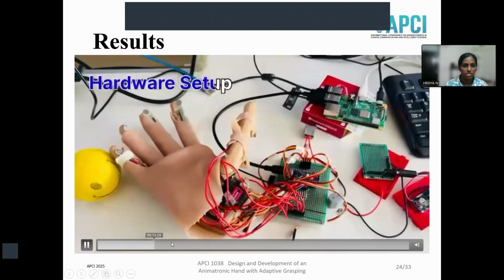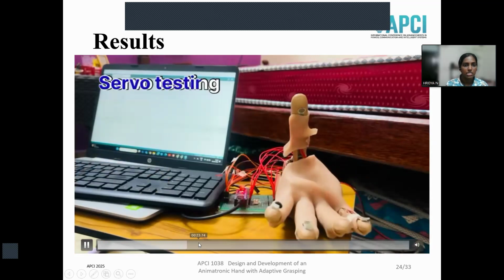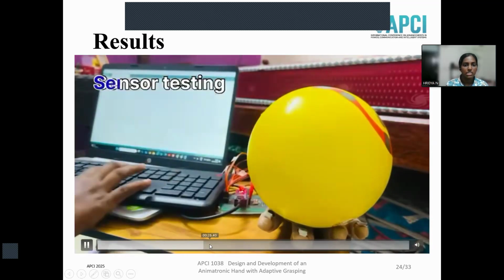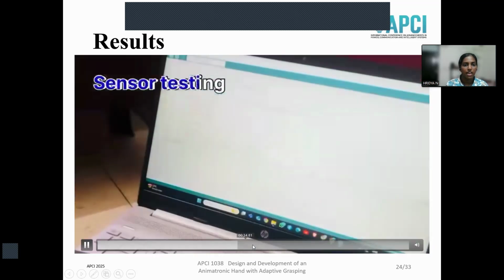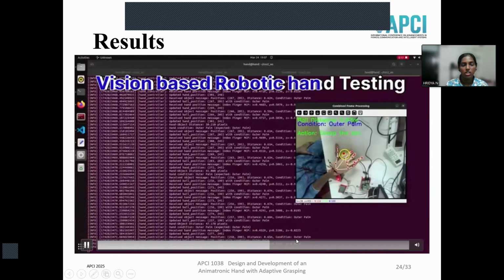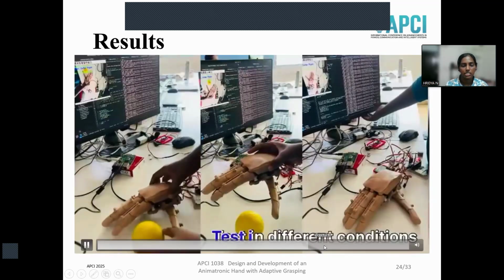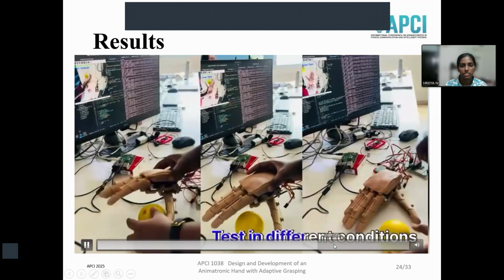This is the hardware setup, as I have shown you already. This is the servo testing. This is the sensor testing. I am taking the values of the sensor here. So this is the console view of vision-based robotic hand testing. Testing is done in different conditions.